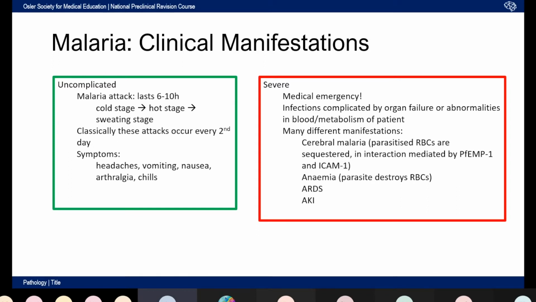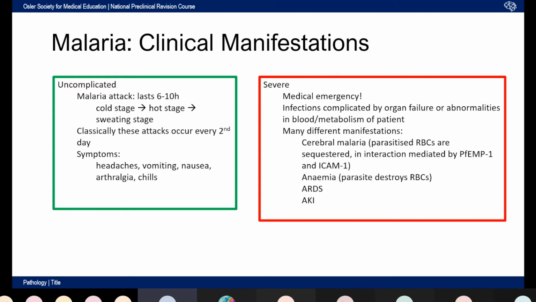So now looking at just the clinical manifestations of malaria. In uncomplicated malaria, which is when it's less severe, the classical malaria attack lasts 6 to 10 hours. So this consists of going from a cold stage to a hot stage, and then a sweating stage where people return to a normal temperature. And then these malaria attacks occur every second day with P. falciparum. Like a lot of symptoms you're told about, these attacks are actually rarely observed, and the general symptoms of malaria are headache, vomiting, nausea, arthralgia, and chills. That means that if you're in a country where you're not expecting to see malaria, sometimes these symptoms could be mistaken for flu. But in countries where malaria is prevalent, people often recognise them as the symptoms of malaria, so will be quick to treat it.